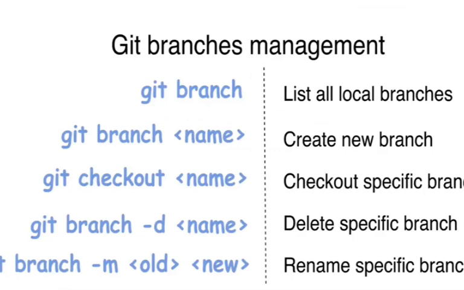Git branch will list all local branches, like the .git refs heads folder is also showing. Git branch name will create a new branch, like I create a temp branch with the help of git branch name. Git checkout: I previously explained that if I want to move the HEAD pointer to a specific commit, I just use the git checkout command. Git branch -d, I will explain this command, deletes a specific branch, and git branch -m old.